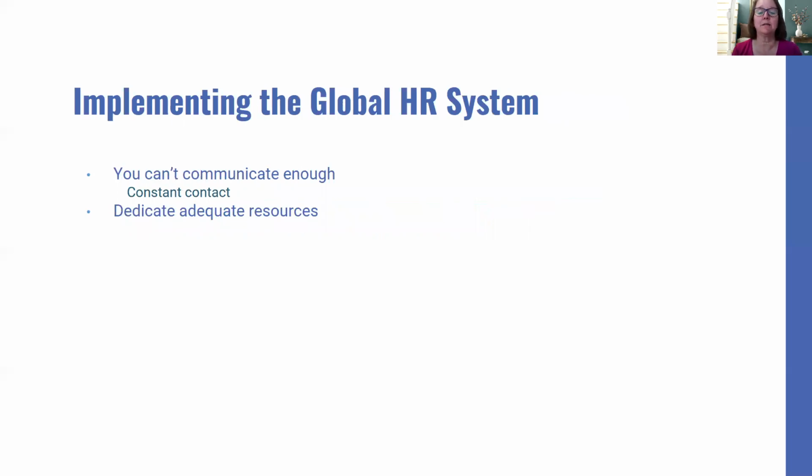Finally, two best practices help ensure success in actually implementing the globally consistent human resource policies and practices. One, you can't communicate enough. And two, dedicate adequate resources. And that's the key, guys. That's really the key.